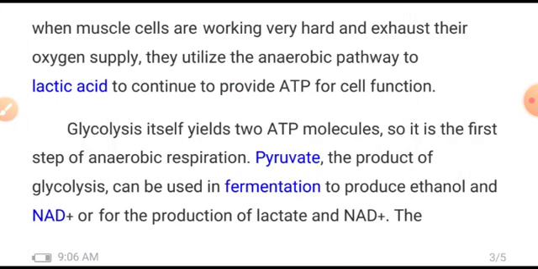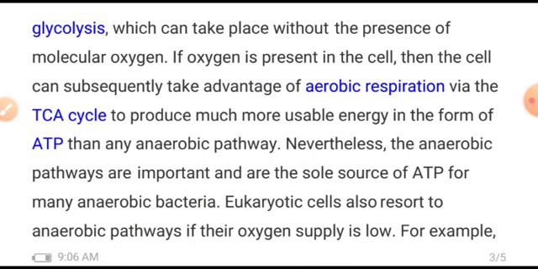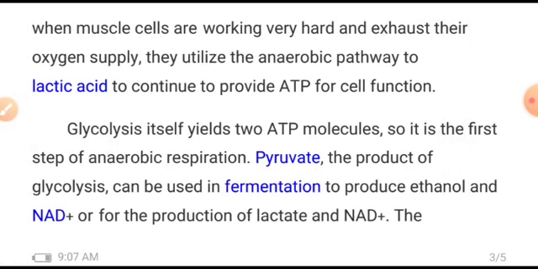For instance, when muscle cells are working very hard and exhaust their oxygen supply, they utilize the anaerobic pathway to produce lactic acid to continue to provide ATP for cell function. So this is a process we call anaerobic respiration. It takes place in the absence of oxygen. It breaks down food molecules or glucose in the cell in order to make what we call lactic acid, and that lactic acid allows the functions of the cell to continue. So glycolysis itself yields ATP first.